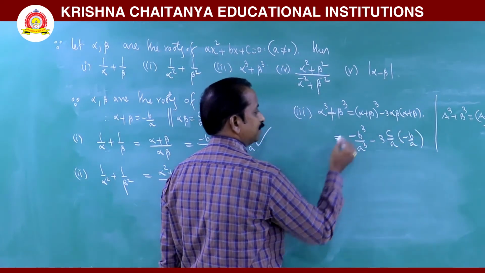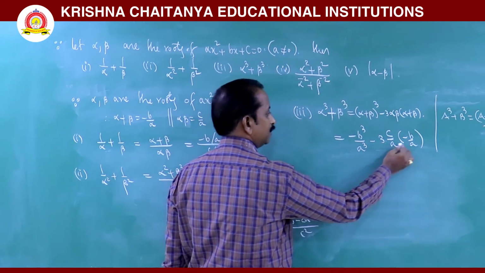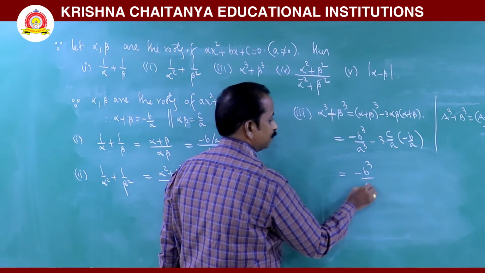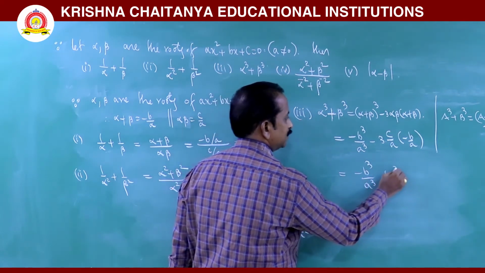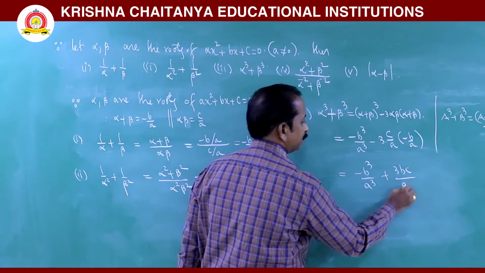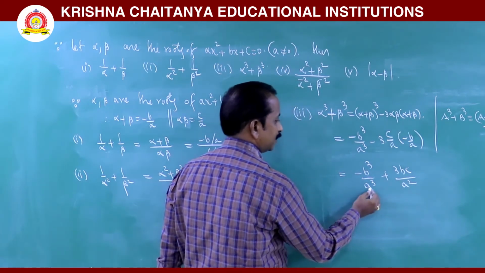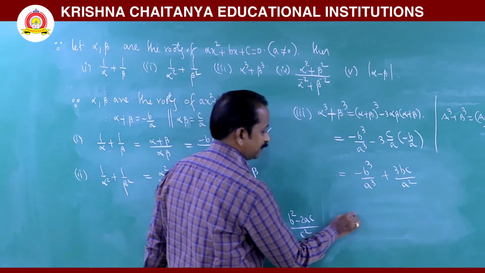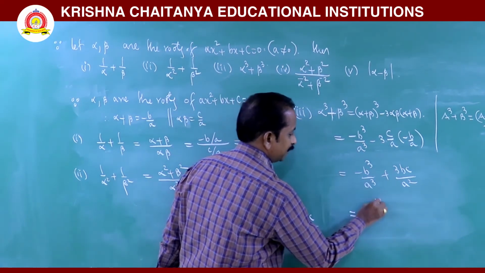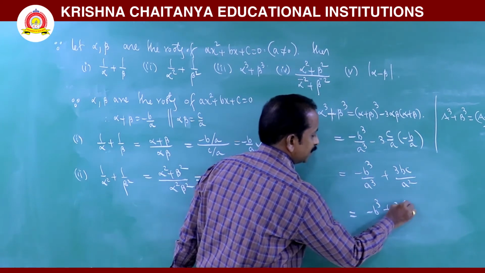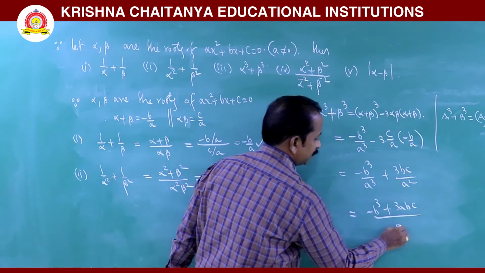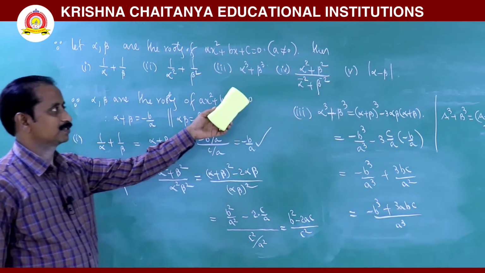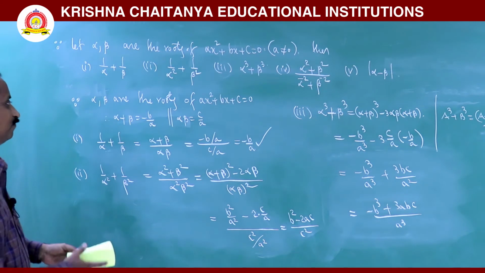Minus of minus becomes positive, a into a square. So we can write minus b cube by a cube plus 3bc divided by a square. For a cube and a square, LCM should be a cube. So after taking LCM, it becomes minus b cube plus 3abc divided by a cube. This is sub question 3. Now we move to sub question 4 and sub question 5.